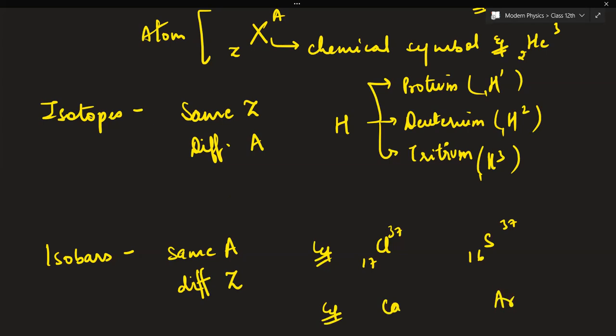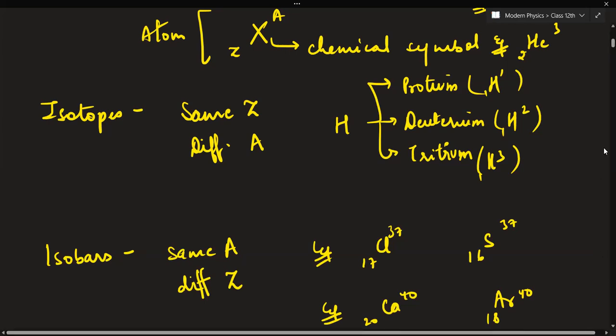Calcium is 40, and its atomic number is 20. Argon's mass number is also 40, but its atomic number is different, that is 18. So here 37 and 37 are the same, and here 40 and 40 are the same. But below, the atomic number is different. Only the mass number is the same.